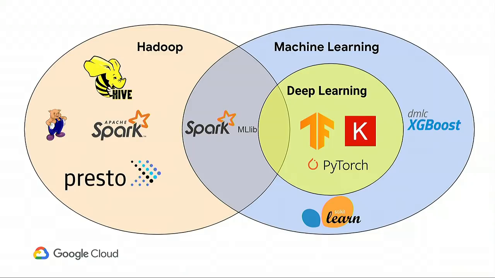If we look at the intersection of the two sides of the Venn diagram, you'll notice that we have Spark MLlib, which is very similar to scikit-learn, for those of you who may be familiar with that, for running machine learning models on Hadoop. But noticeably, there's nothing in this section here for doing TensorFlow or PyTorch. So let's discuss how to get there.